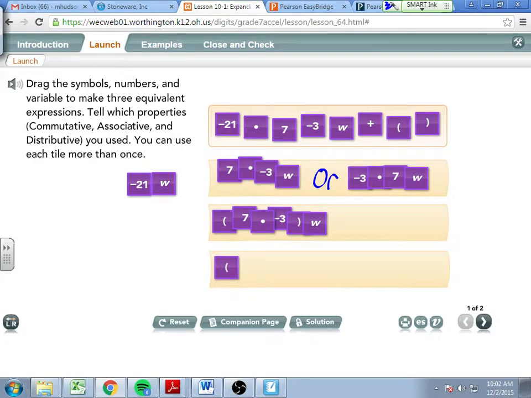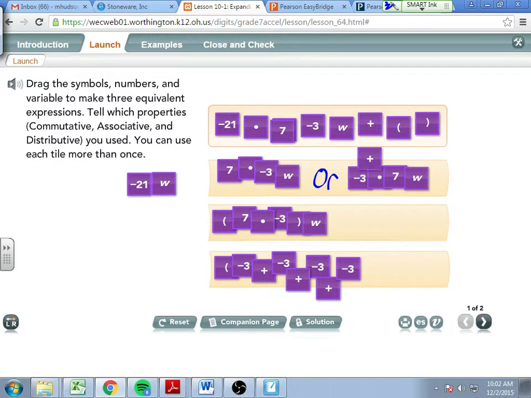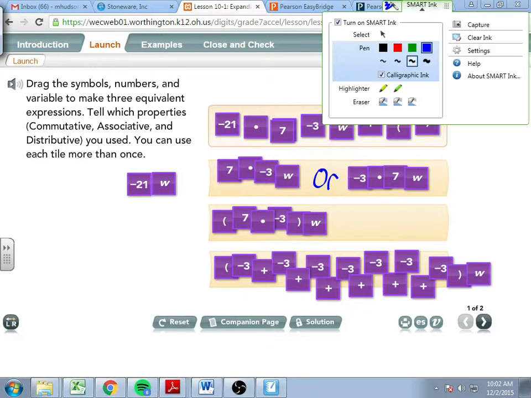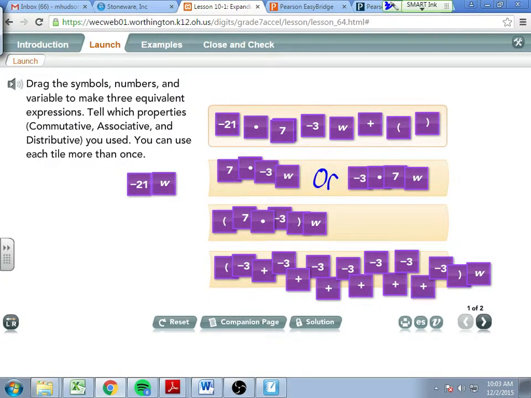What if I do... We could repeat the addition over and over and over again until I have 7 of these. I'm going to run out of space, so I'll go up, down. We have 5, 6 of them, 7 of them. Close your parentheses, and then have your W out here. So there are many ways that we can write equivalent expressions. If we had division and subtraction also involved, we'd have essentially infinitely many ways that we could write equivalent expressions for this.